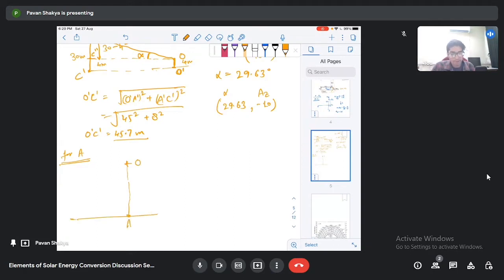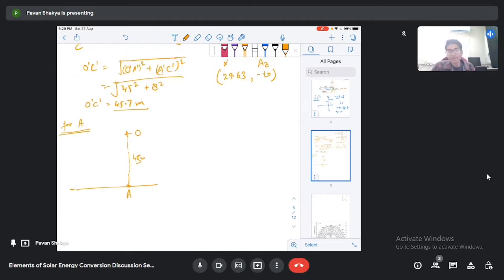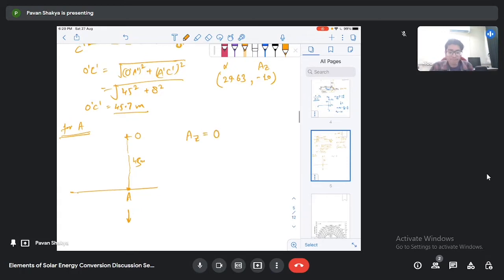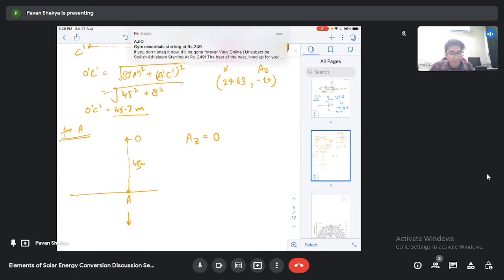This is the point A, and this is the distance 45 meter. Now you will see that this A point is already in the south direction. So what does that mean? That the azimuth angle for the point A will be 0. Okay. Now we have to calculate only the altitude angle.